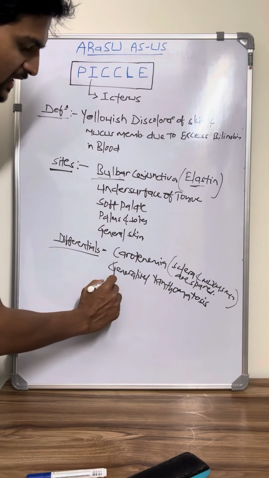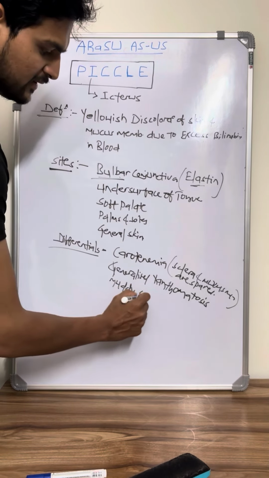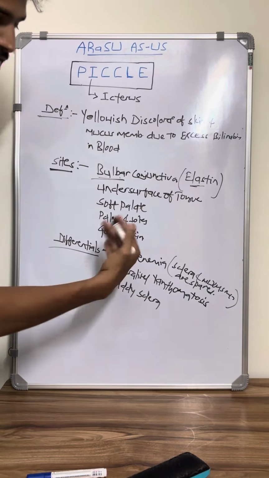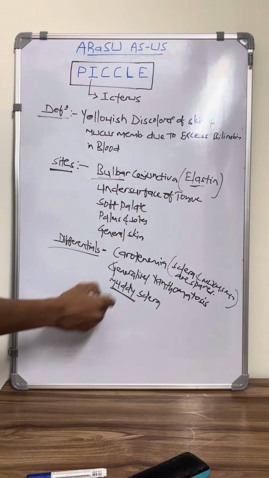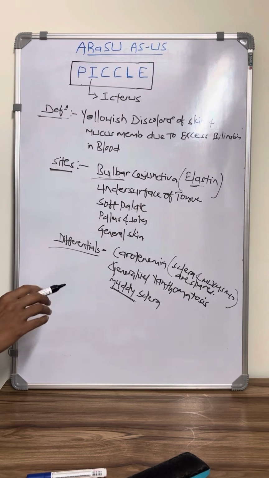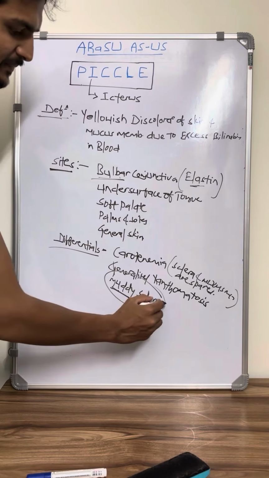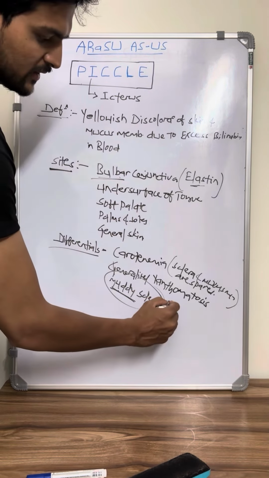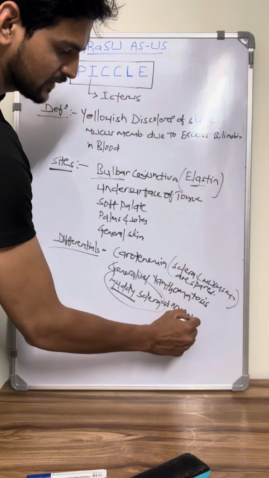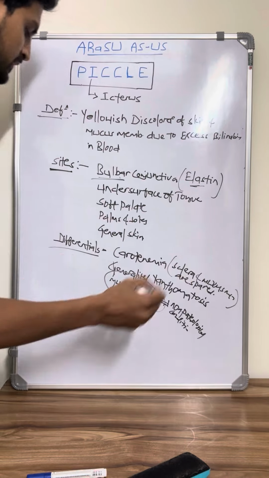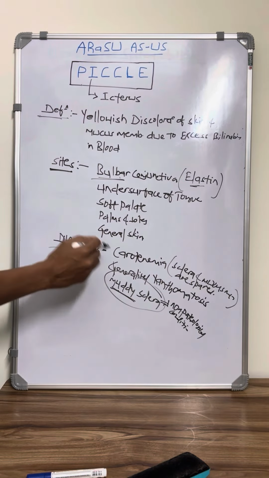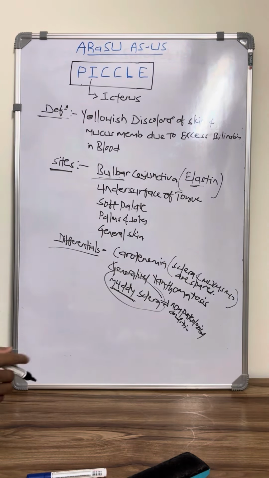One more thing is muddy sclera. The exposed part of the sclera, because of the dirt, might appear muddy, which should not be confused with icterus. This muddy conjunctiva or muddy sclera is a non-pathological condition. So these are some differentials which we have to keep in mind while dealing with icterus.